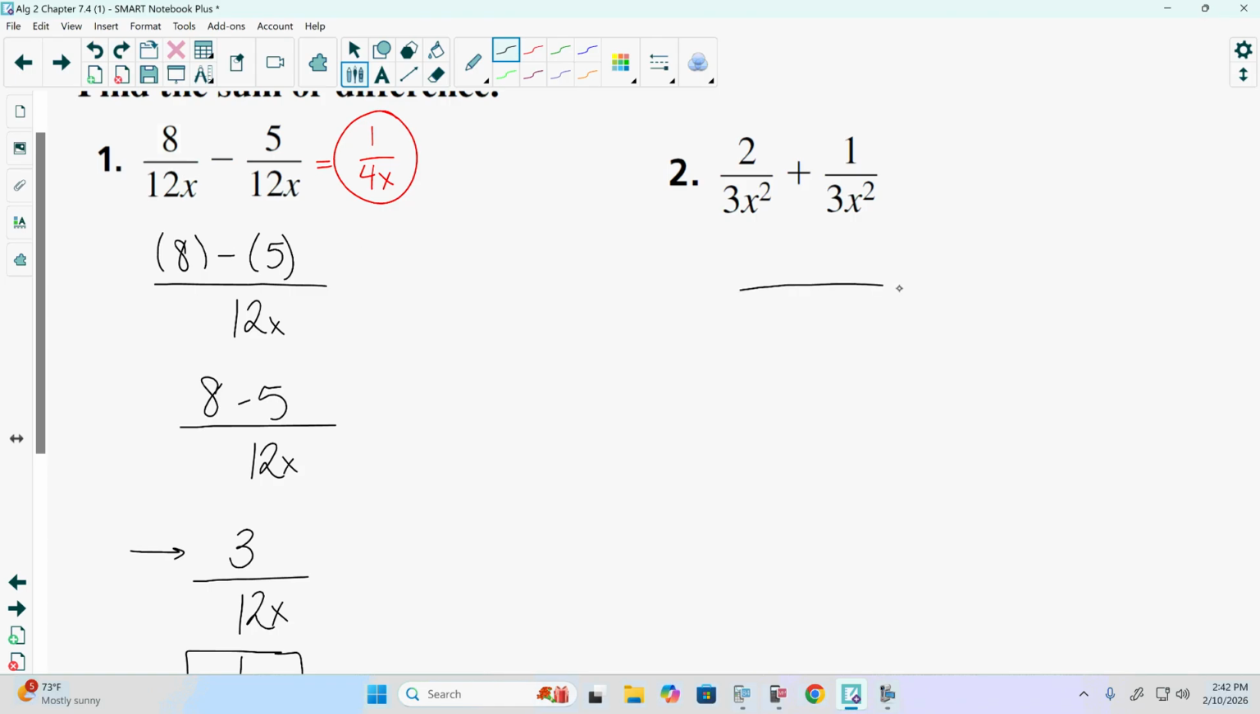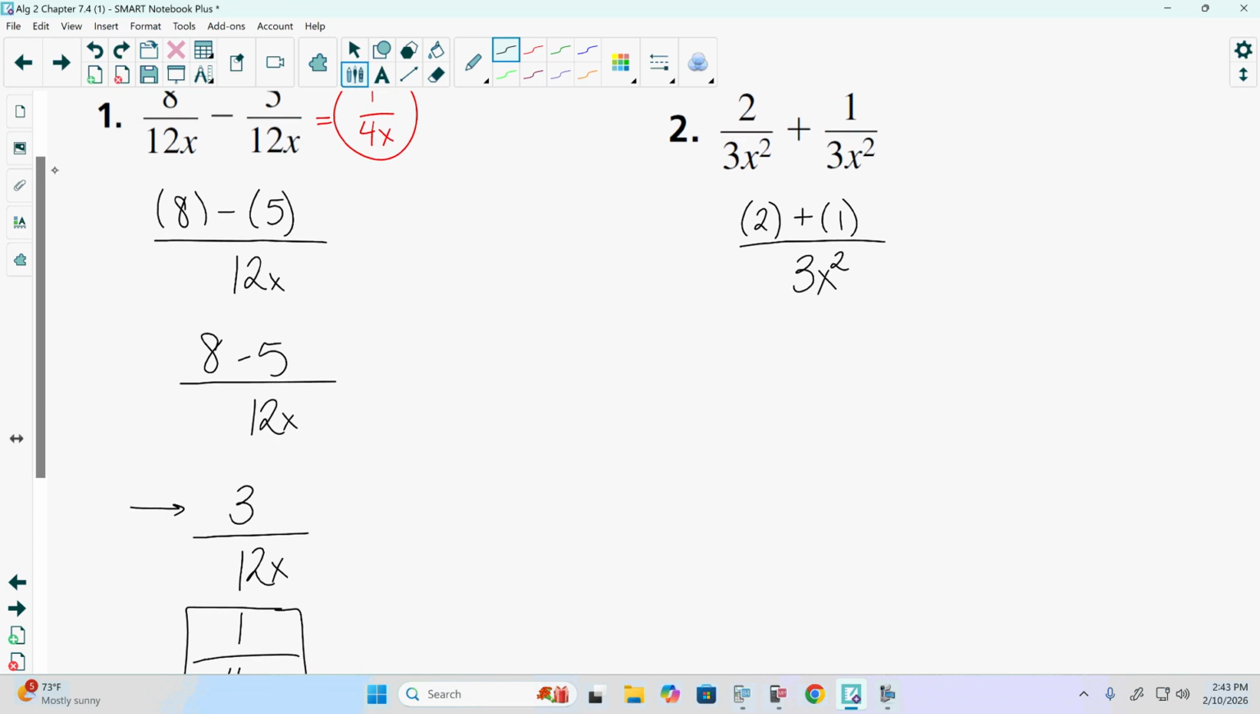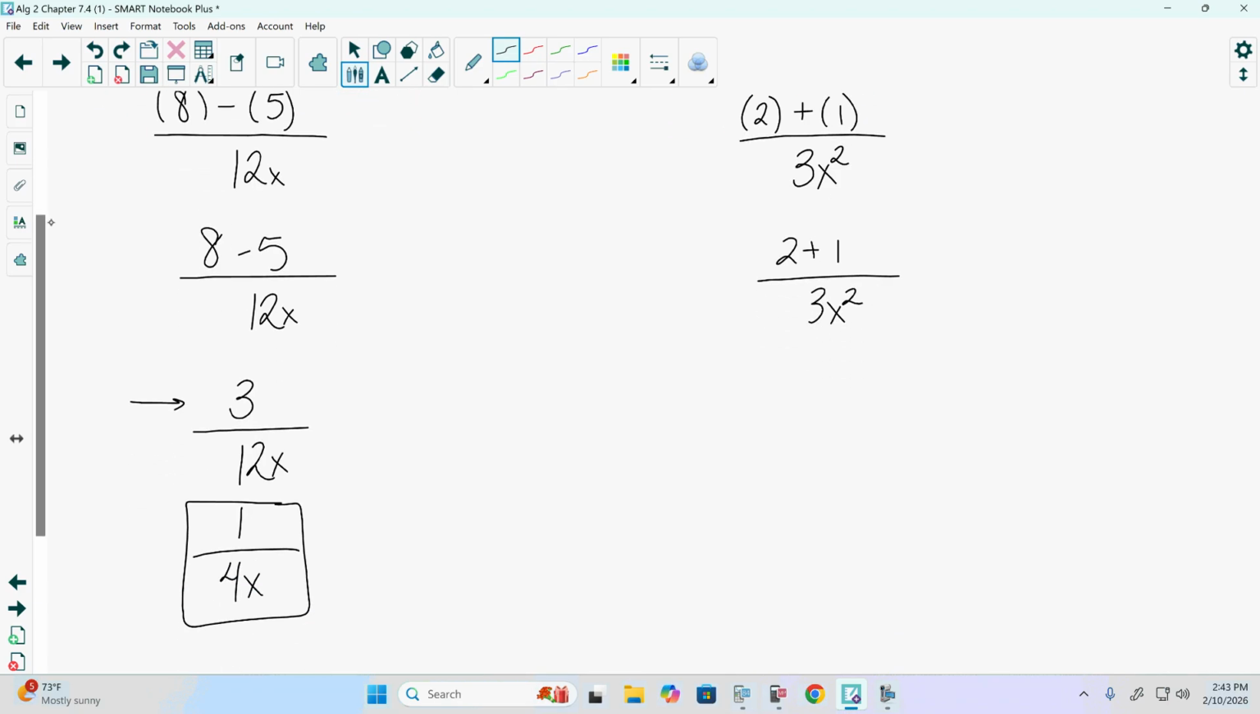2/3x squared plus 1/3x squared. Well, the denominators are the same. They're both what? 3x squared. Since the denominators are the same, we can add or subtract the numerators. Here, we're adding 2 and 1, and we're putting it over the denominator, which is 3x squared. And just like the last few, we really don't need the parentheses. This is really just 2 plus 1. And what is 2 plus 1? 3.